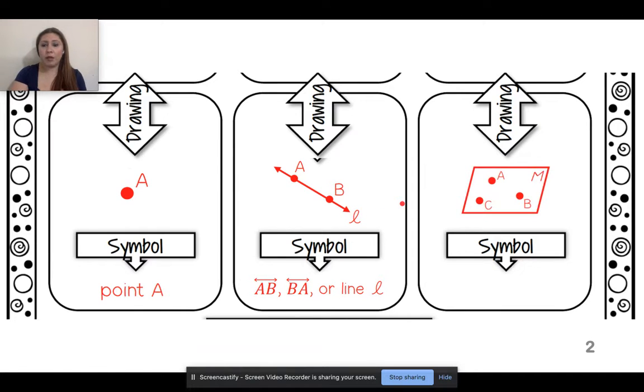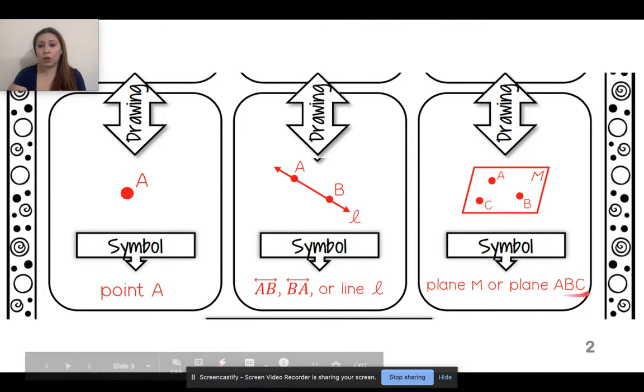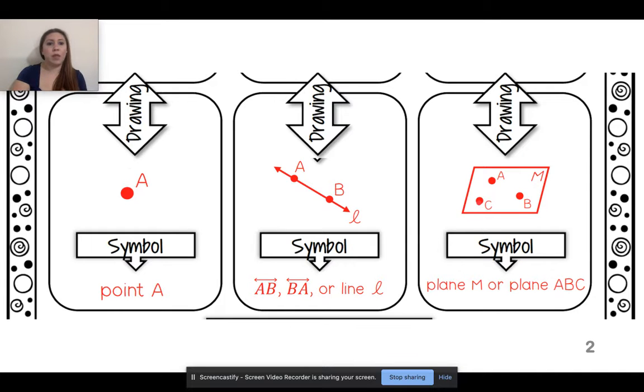For a plane, it'll look like this, normally like a little box, and I can label it as plane M, because there's a little M right here, or I can take three points on that plane and label it A, B, C. You can pause it at this point and then move on.